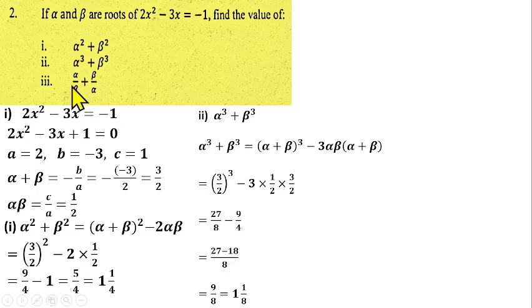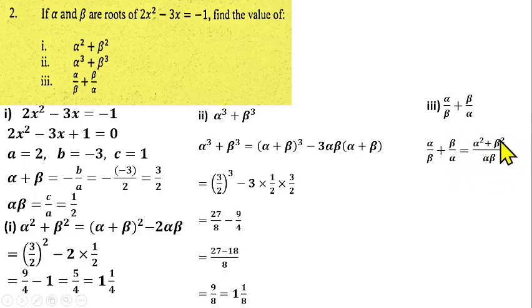Then for the last one, which is alpha over beta plus beta over alpha, if you simplify that also, we can find the LCM of this, and that is alpha beta. Beta in alpha beta gives us alpha, alpha times alpha gives us alpha squared, plus alpha in alpha beta gives us beta, beta times beta gives us beta squared.